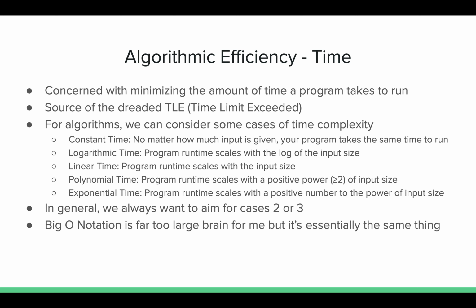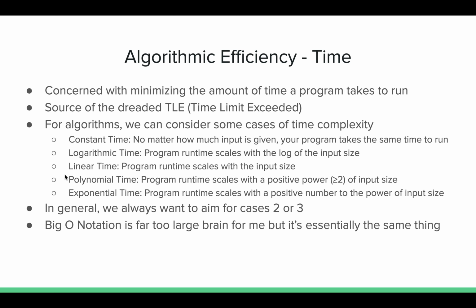Then there's linear time, where program runtime scales with the input size. For example, if your input got 10 times bigger, your program takes 10 times longer to run. This is pretty standard, but oftentimes when considering potential solutions with nested loops, you're going to get really far from linear time into polynomial time, where program runtime scales with a positive power of the input size. So maybe x squared or x cubed. If your input was 10 times longer, your program would take 100 or 1,000 times longer to run. Obviously, this is something we want to avoid generally.